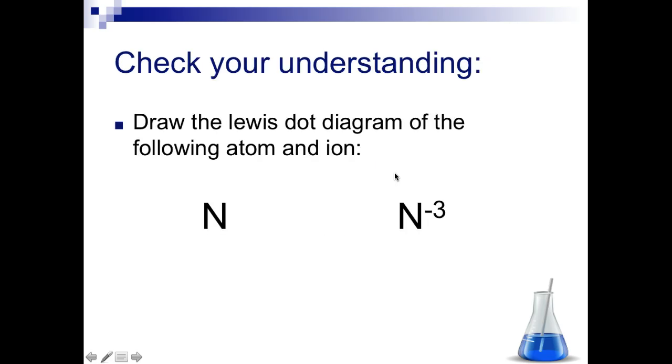Now we're going to check your understanding, and we're going to talk about these tomorrow in class. I want you to draw the Lewis dot diagram for the following atom and ion. So for nitrogen, draw the Lewis dot diagram for nitrogen, and then draw the Lewis dot diagram for nitrogen minus 3. And we're going to talk about these tomorrow in class.